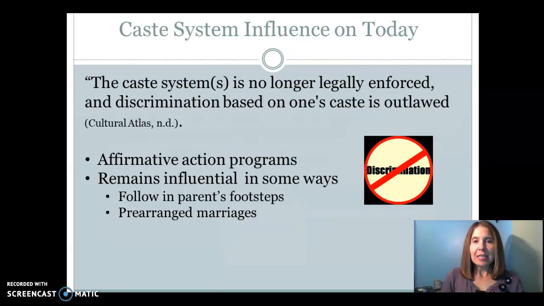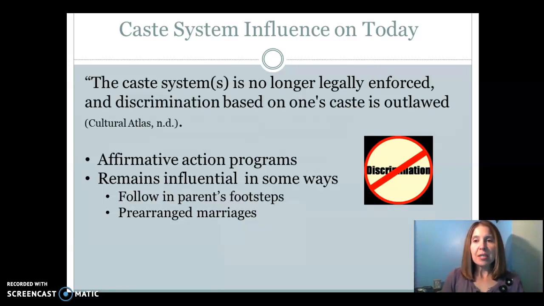Today in India, the caste system is no longer legally enforced, and discrimination based upon one's caste is outlawed. The Indian government has established affirmative action programs which reserve jobs and educational scholarships and other benefits for members of the lower caste groups.